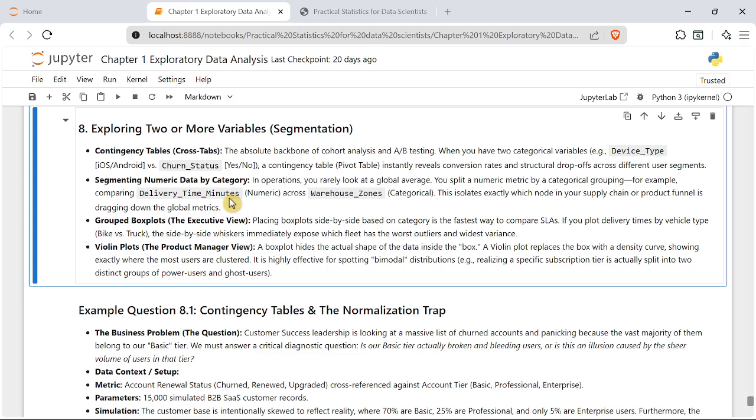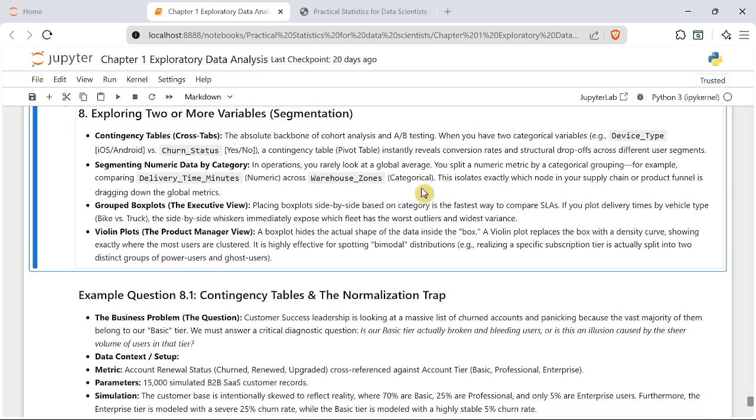When you have two categorical values, for example, device type, iOS or Android, versus churn status, yes or no, a contingency table, or pivot table, instantly reveals conversion rates and structural drop-offs across different user segments.